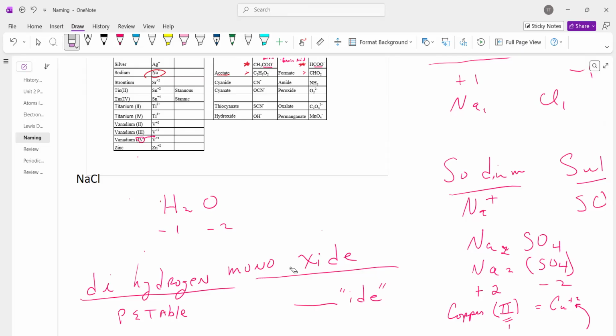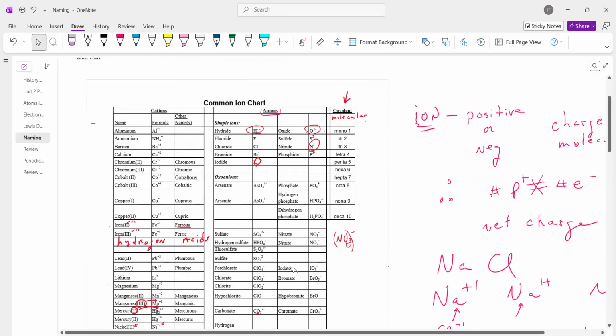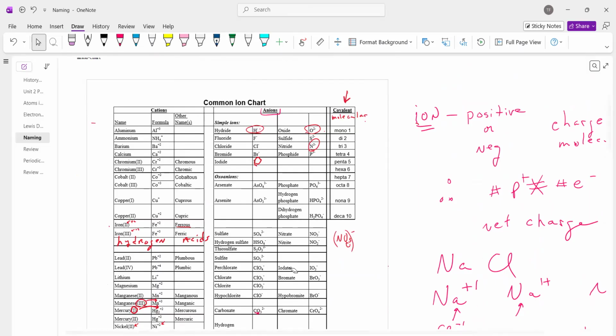You said the hydrogen, it's -2. Oh, sure. Hydrogen is +1 and also -1. It's +1 when we're dealing with acids only. Otherwise, it's a -1 hydride. Good question.